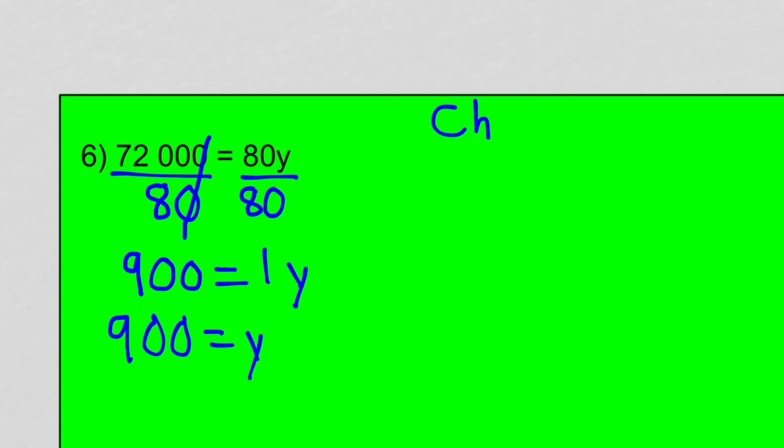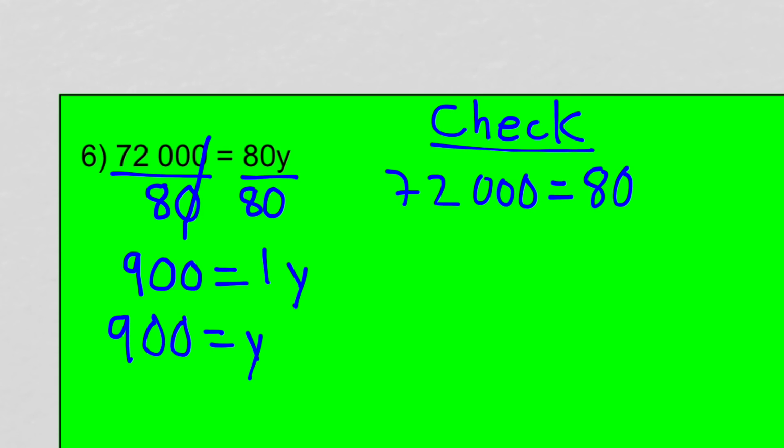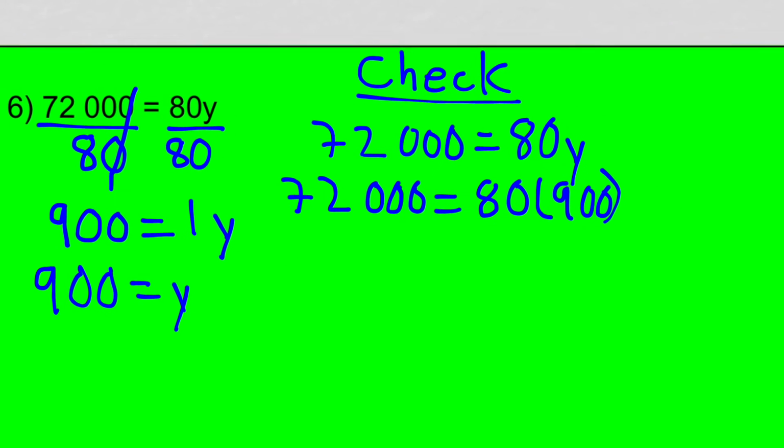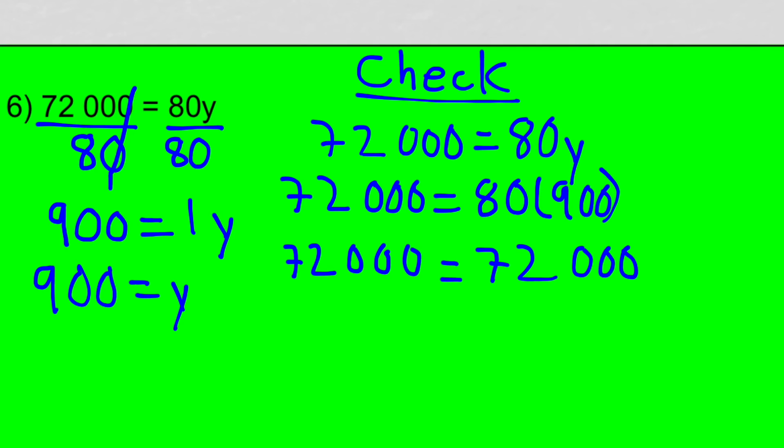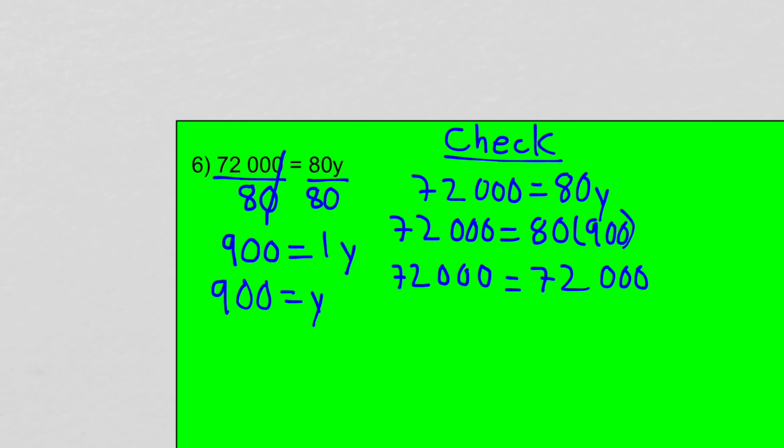And then finally the check. Write down the original equation, 72,000 equals 80y. Replace the y with your answer, which is 900. So 80 times 900. Now, is that true? Does 80 times 900 equal 72,000? Well, just do 8 times 9 is 72. There's 3 zeros to tack on. 72,000. Both sides of the equal sign are equal to 72,000. So I know my equation is correct. Check.